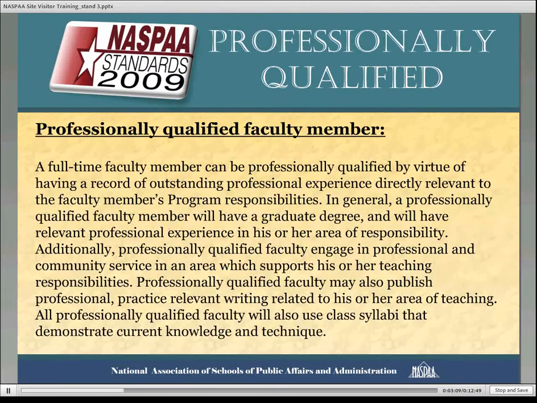Professionally qualified faculty members are also a way in which faculty can demonstrate qualification with accreditation. So a full-time faculty member can be professionally qualified by virtue of having outstanding professional experience directly relevant to the program responsibilities. In general, a professionally qualified member will have a graduate degree relevant to the professional experience of his or her responsibility. And professionally qualified faculty engage in professional community service in the area which supports his or her teaching. A professionally qualified faculty member certainly may publish professional work or relevant writing related to his or her area of teaching. But all professionally qualified faculty will also use updated class syllabi that demonstrate this current knowledge and technique.